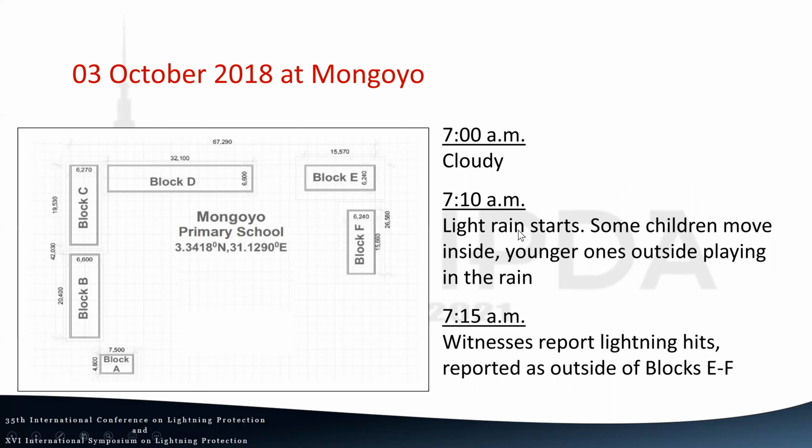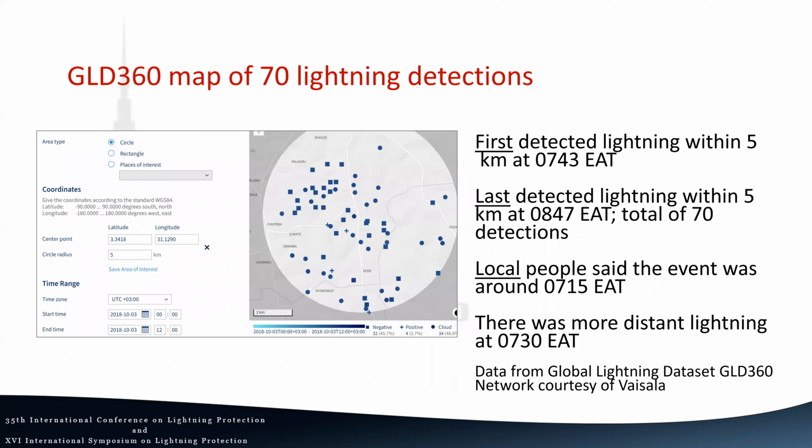At Mongoyo on the 3rd of October in 2018, this is the outline of the blocks, as they call them, A, B, C, D, E. The reports that we had were that it was cloudy at 7 o'clock, some light rain started at 7:10, and some children moved inside. And at 7:15, this is what the witnesses reported, the lightning hit outside of blocks E and F. We'll talk about that in a moment.